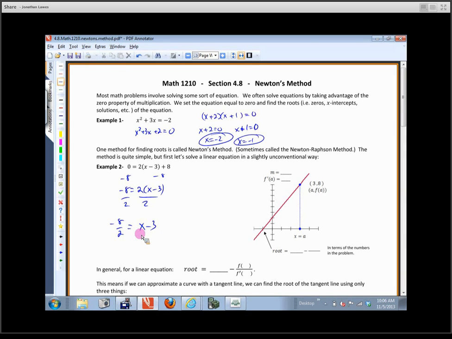Then I just take the 3 and move it to the other side by adding, so here's what I end up with. I end up with x equals 3 minus 8 over 2. If we did the math, that gives us x equals negative 1, right? But let's look at a picture of what we just did.